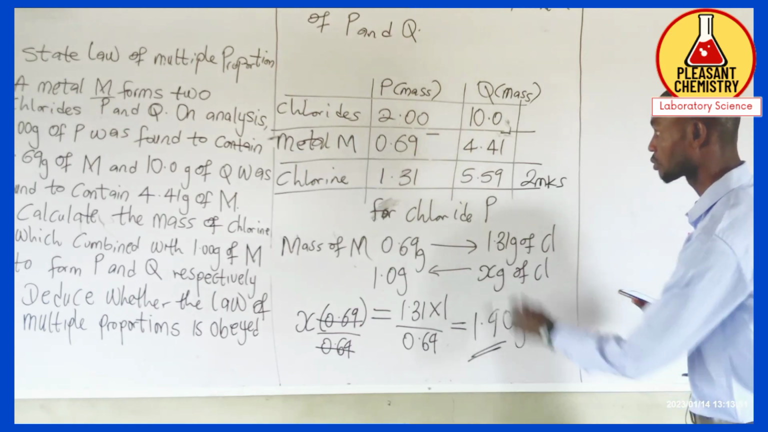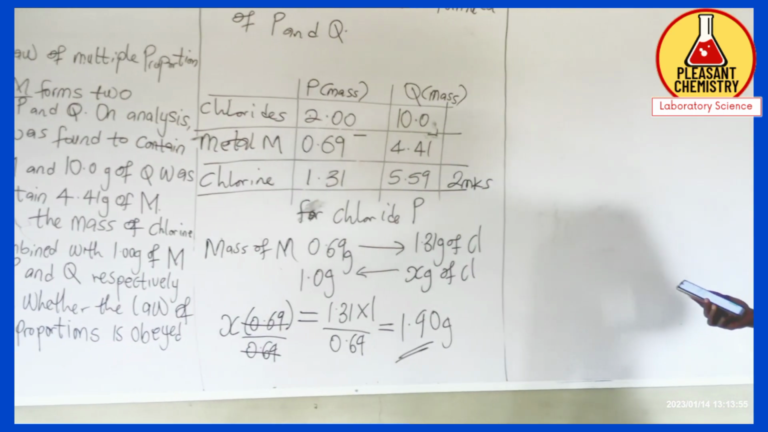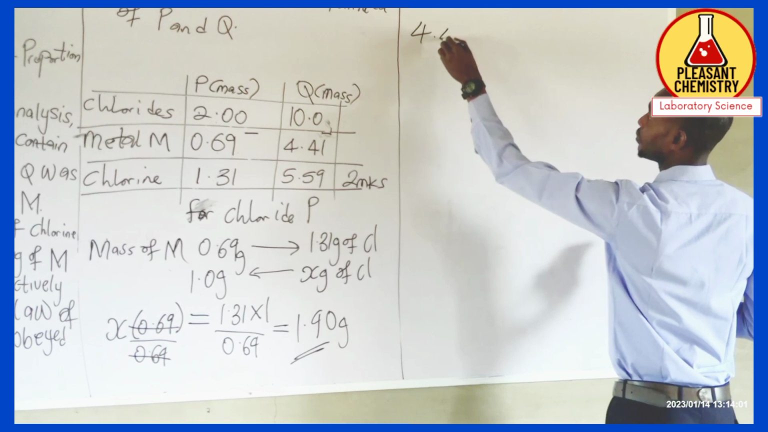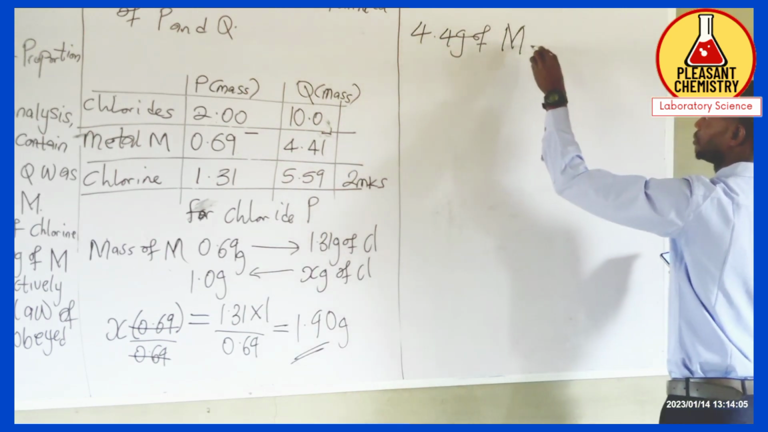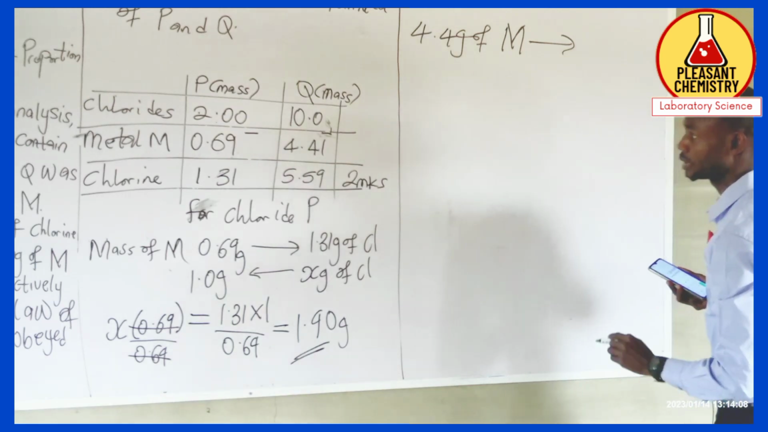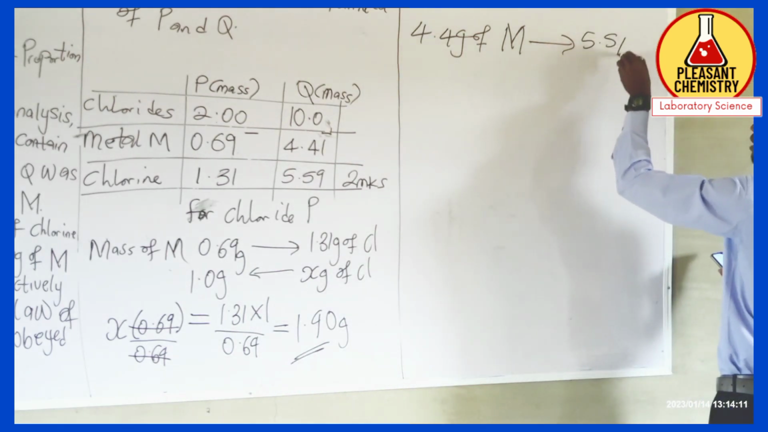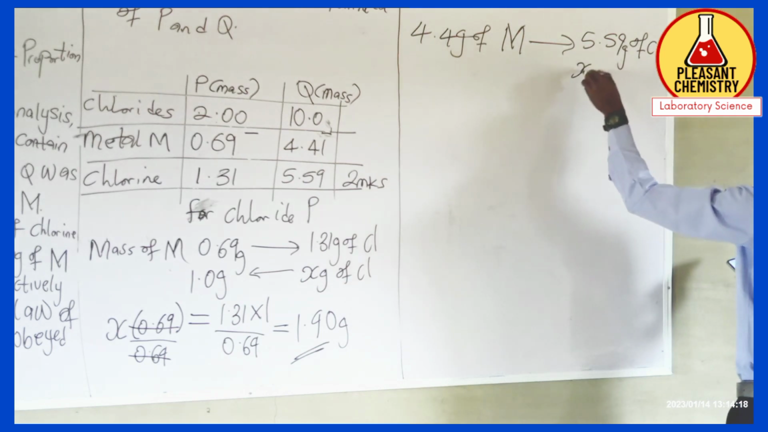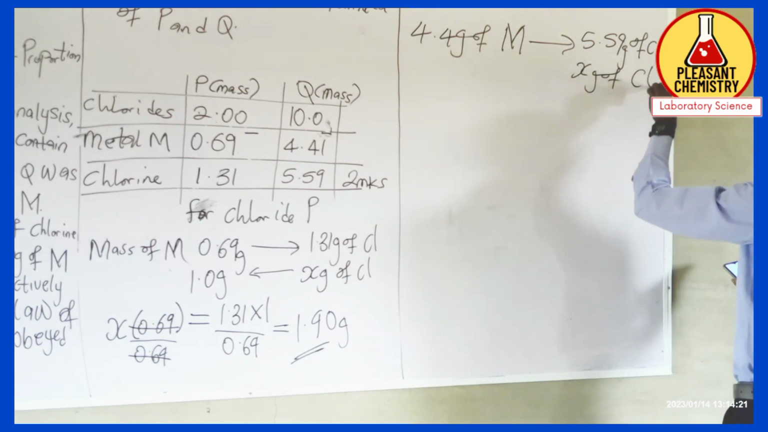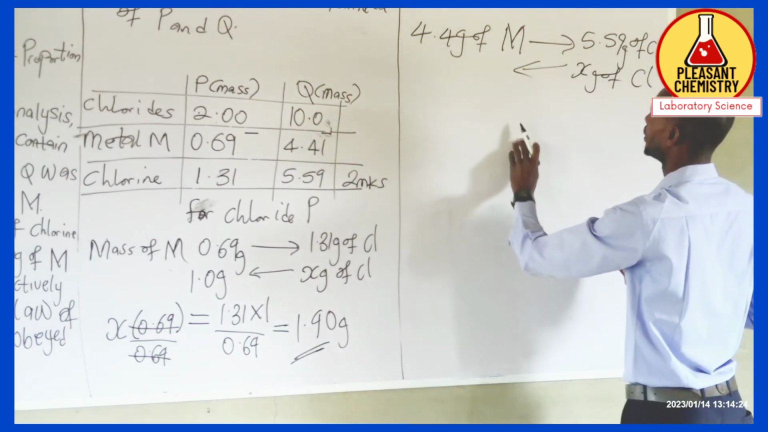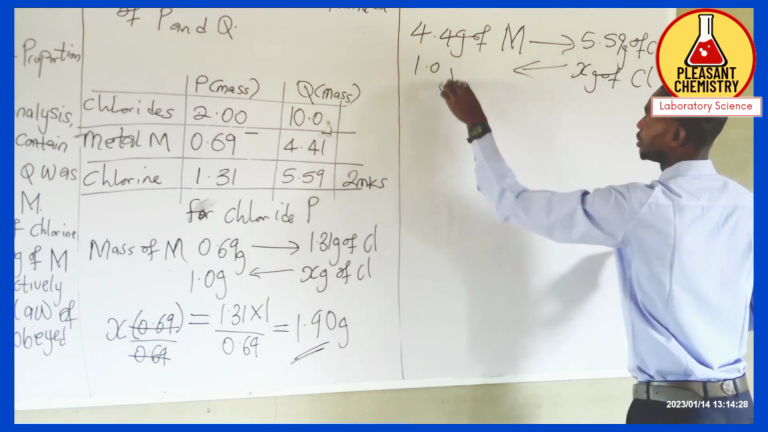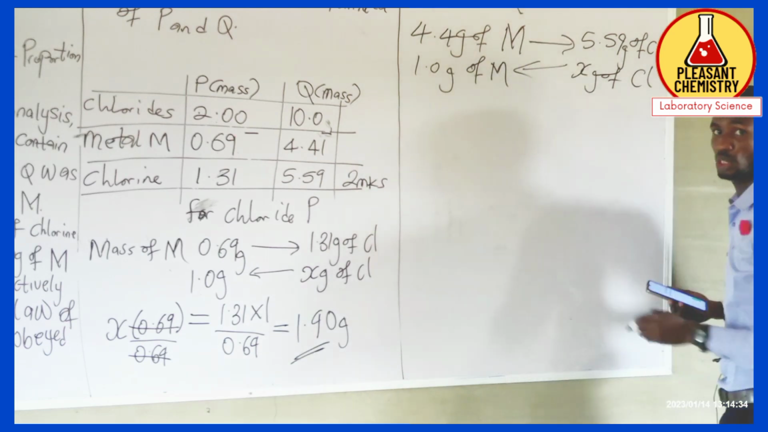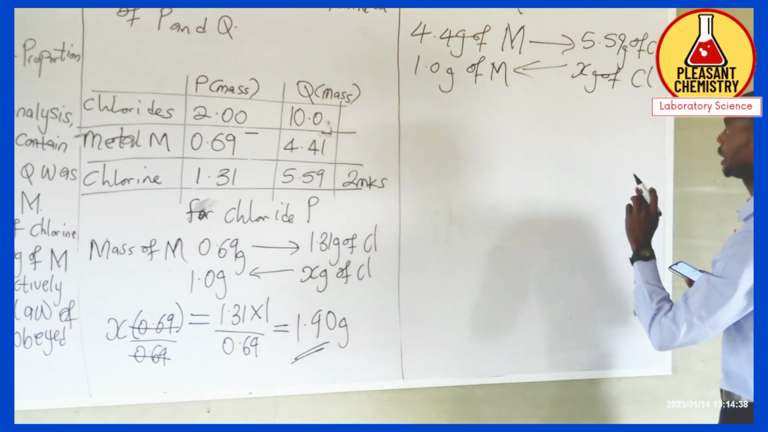Now let's quickly calculate for the second chloride. For the second chloride, we have 4.41 gram of metal N combined. This arrow is showing the combination sign, combined with 5.59 gram of chlorine according to the table. Okay, we are still going to calculate S gram of chlorine that will combine with 1.0 gram of N. Just the same thing we did here. You know, we are calculating for Q now. That's what we are going to do here also.